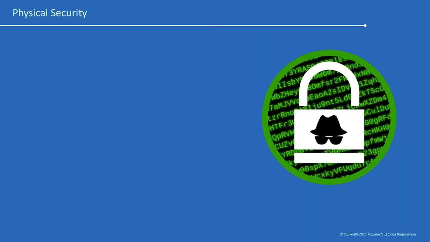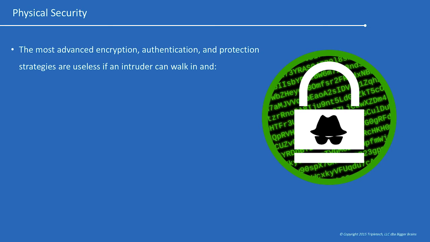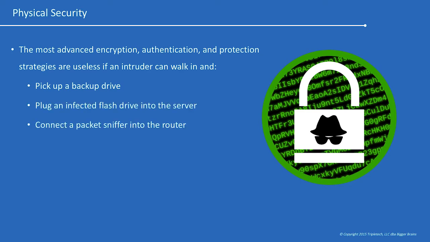So in this very short lesson, we're going to take a look at some of the physical security measures you can take to protect your network. Because the most advanced encryption, authentication, and protection strategies that you can implement in the network itself are completely useless if an intruder can walk in and pick up a backup drive, or plug an infected flash drive into the server, or connect a packet sniffer into the router or into a switch, or sit down at an unprotected console and change settings. So let's look at some physical things we can employ to protect our network infrastructure.